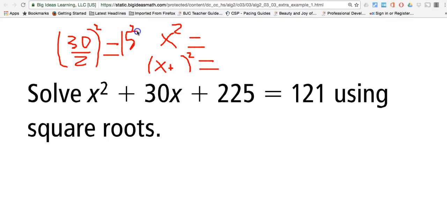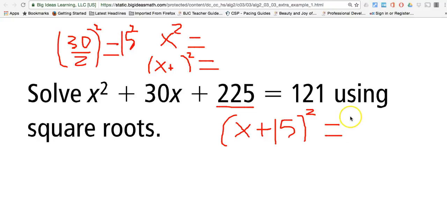Now, if 15 squared equals 225, then this already is a perfect square trinomial, and we just need to factor it. So in this example, we see that 15 squared is 225, so we know that we can factor this to x plus 15 squared. Now, when we go ahead and set that equal to 121, we'll see that we now are in a position to take the square root of both sides. So go ahead and take the square root.